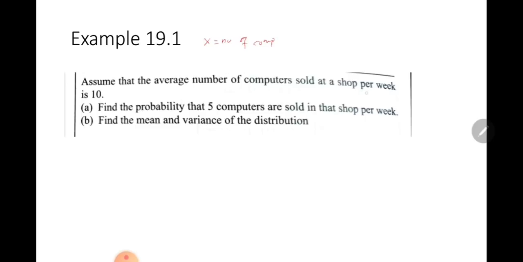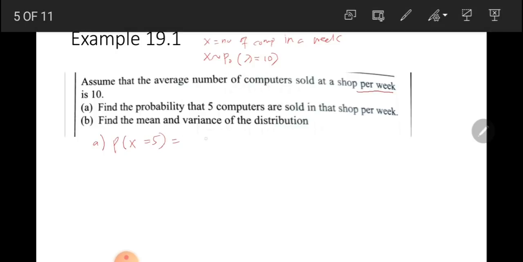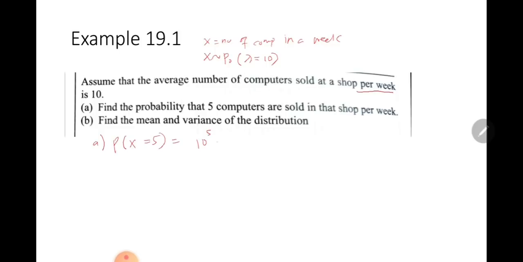So you have the occurrences in a given interval, which is in a week. So X would follow Poisson with what? Lambda is your mean, the average number, which would be 10. So you would want to find the probability that 5 computers are sold, X equals 5, so you use the formula. That would be 10 to the power of 5, e to the negative lambda, which is 10, over x, which is 5 factorial. So you calculate, you're going to get 0.03783.